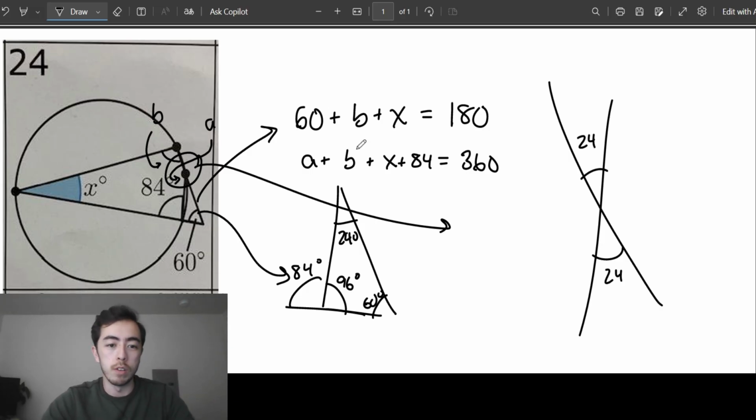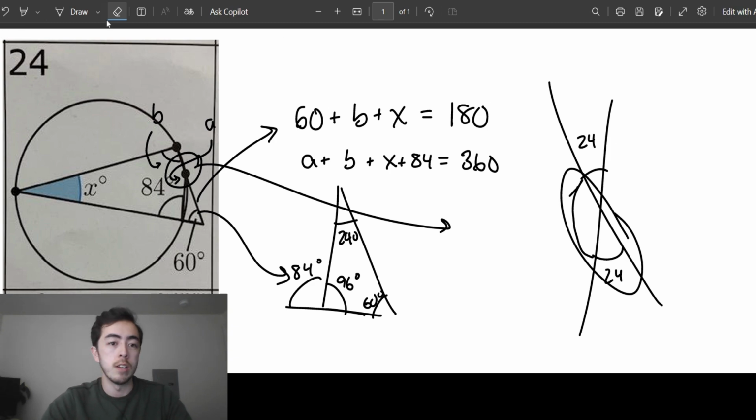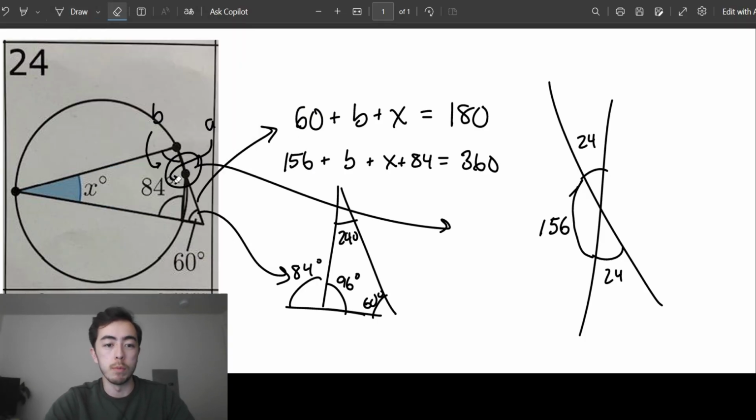Oh, and then I was solving for this A number anyways. These are linear pairs here and here. Essentially, A and 24 need to make 180 degrees. So that would make this obtuse angle 156. So I could replace A with actually just the number 156, because it has to be that number for this problem.